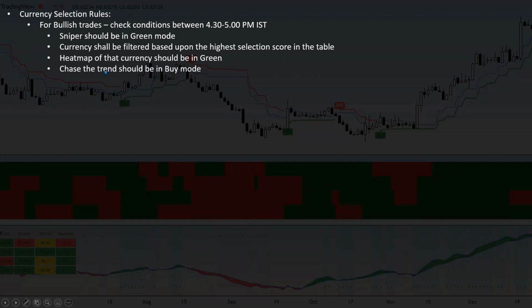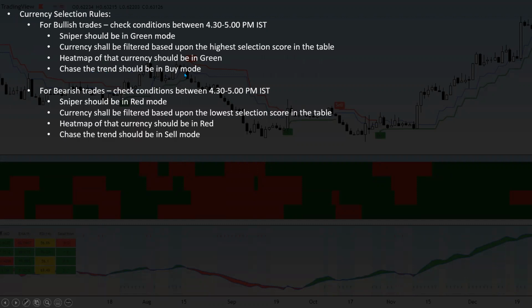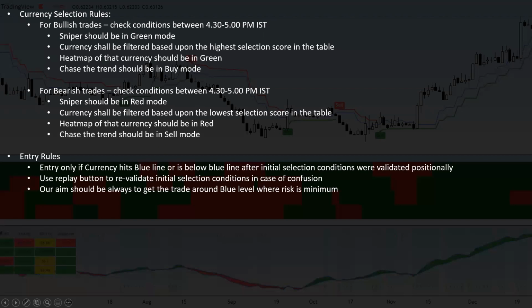Chase the trend in buy mode. The one above should be in buy, like the one above is in green, so buy. For bearish it is totally reverse conditions. I need not speak again. Entry rules. Entry only if currency hits the blue line or is below the blue line after initial selection conditions were validated positionally. Use the replay button to revalidate initial selection conditions.